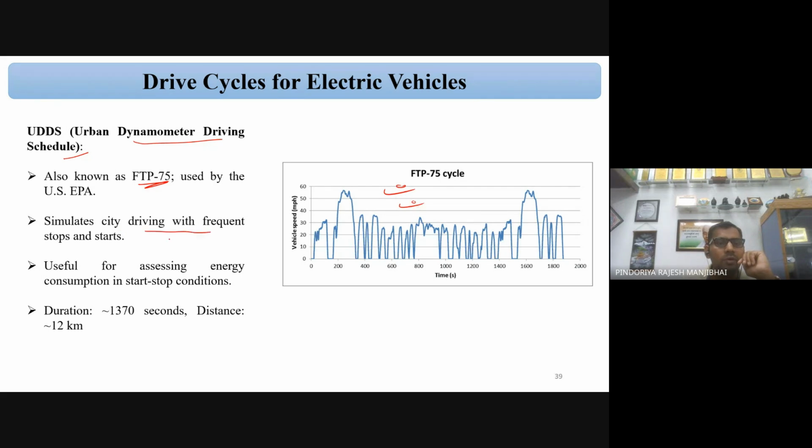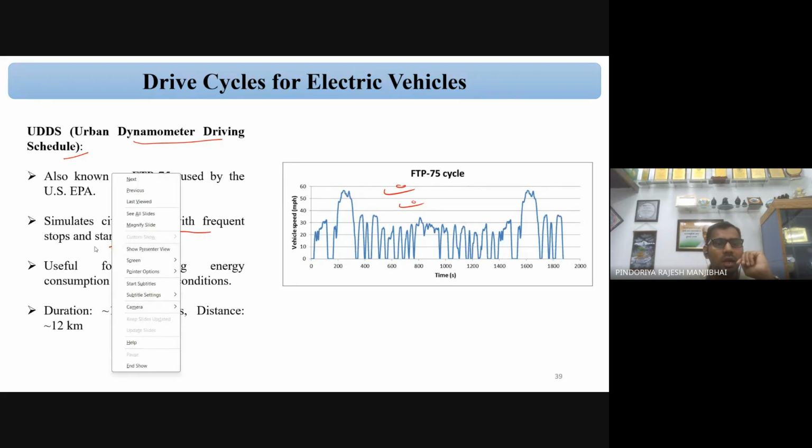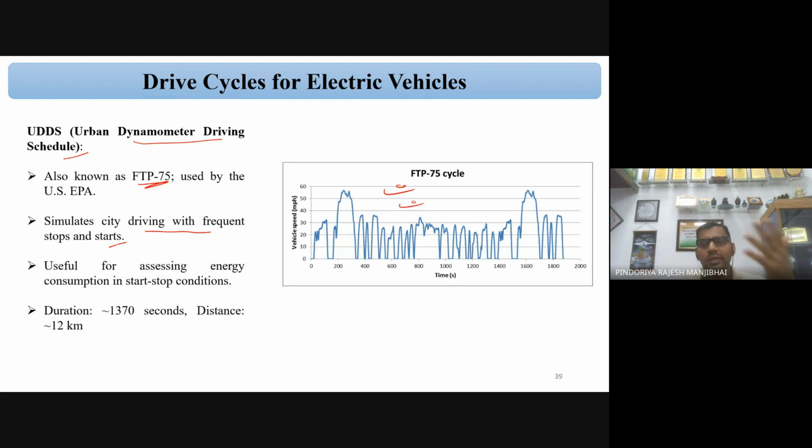It simulates city driving with frequent start and stop. Normally in the city we have to stop the vehicle and drive again, depending on the traffic area, correct? So that's why you can see the speed is very low. So duration is 1370 seconds and distance is only 12 kilometers.